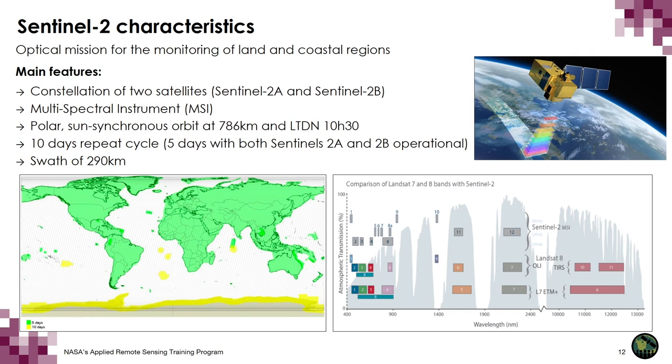The spatial resolution of Landsat is 30 meters and the revisit time is 16 days. The revisit time of Sentinel-2 at the equator is 5 days with 2 satellites, Sentinel-2A and 2B, that are in the same orbit. Here we can see the map of Sentinel-2 coverage. So practically you see that we have all land and coastal areas covered by Sentinel-2 systematic image acquisitions, even the islands.